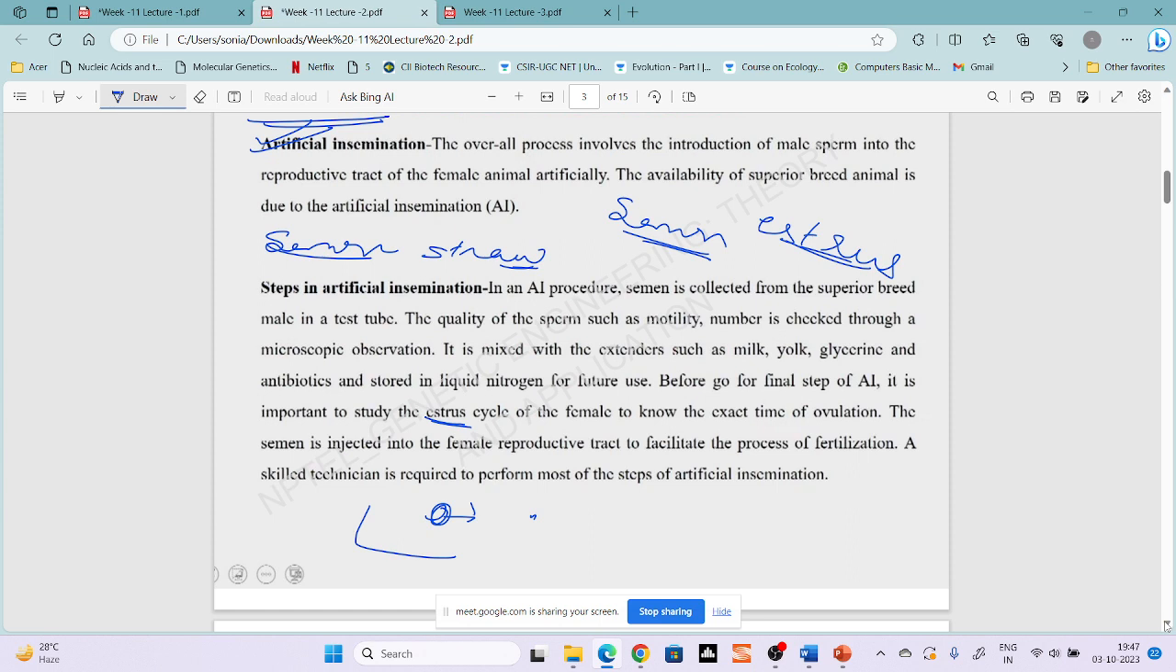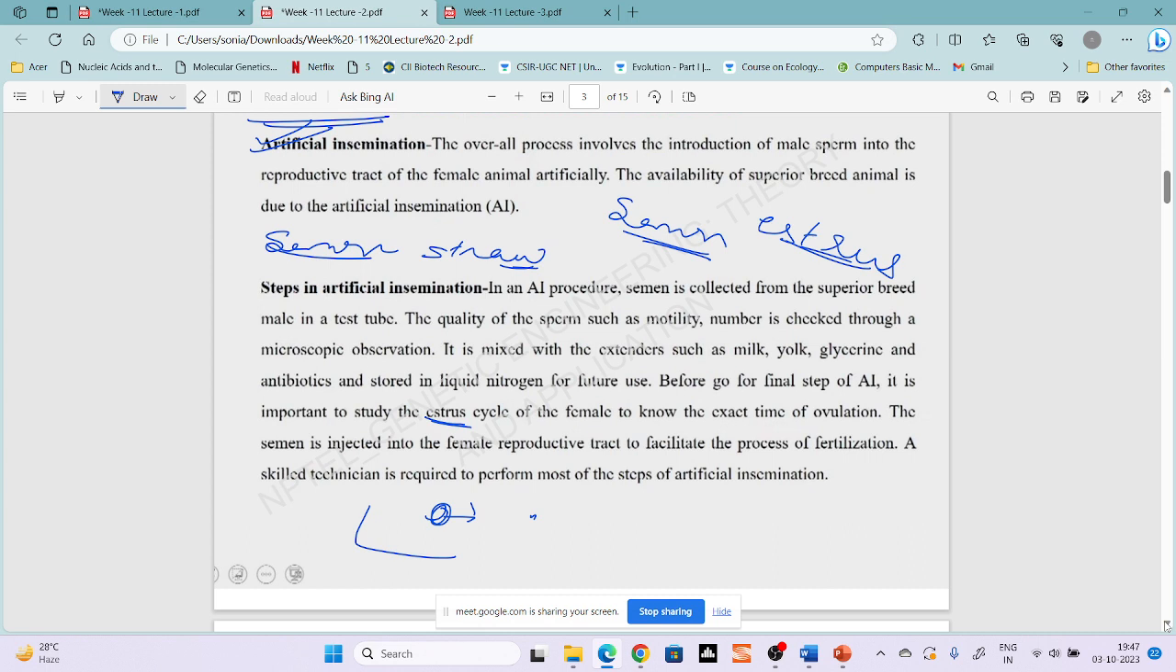Not at every time of the menstrual cycle can a woman conceive. The same goes for cattle as well. So when you're trying artificial insemination, you cannot just take a straw and inject it into a cow or a female without prior knowledge of the exact time of its ovulation. Because if ovulation is not happening, if the egg is not being released, then what is the point of injecting semen, because there will be no fertilization.